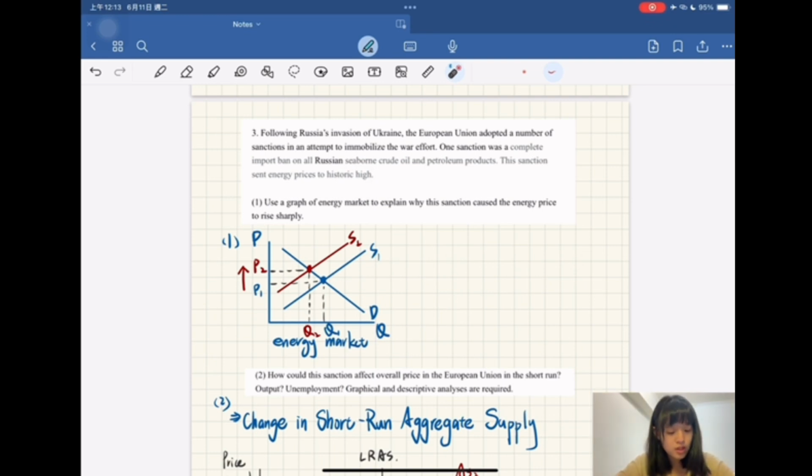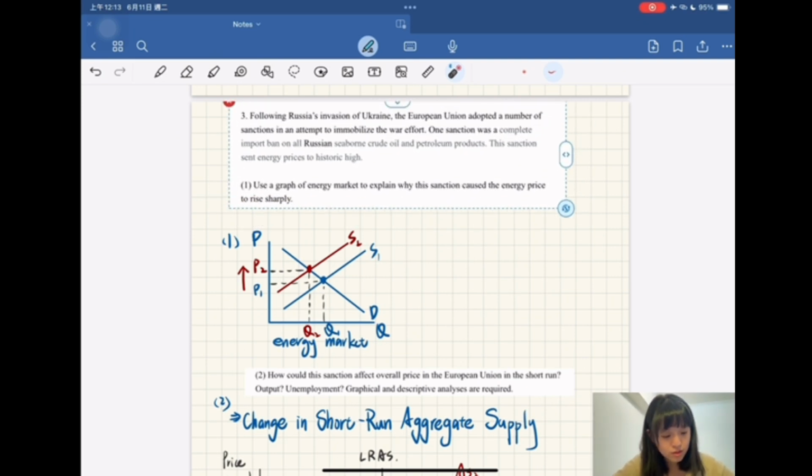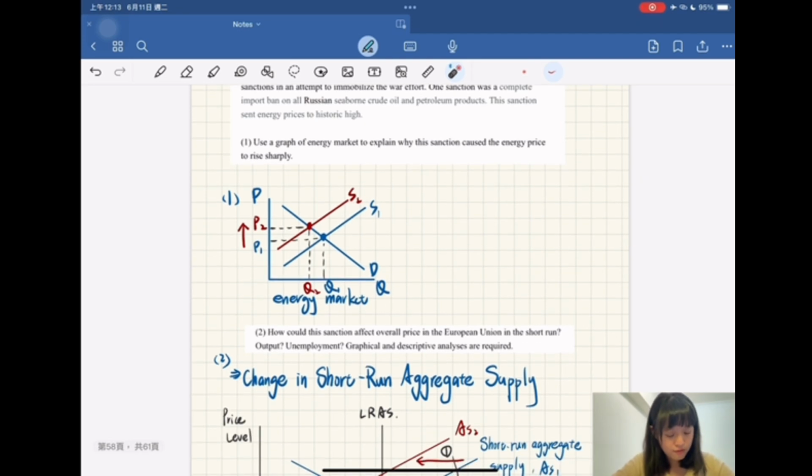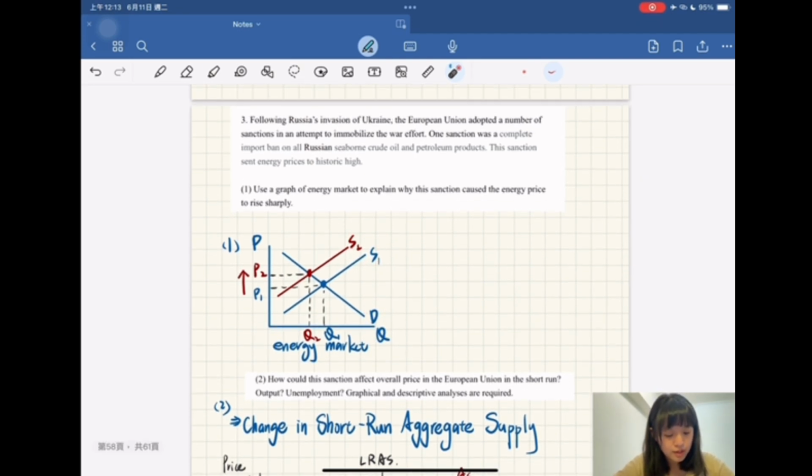So the first question wants us to use the graph to explain why this action caused the energy price to rise sharply. So we can use the basic graph of the supply curve and the demand curve. Mainly the supply, because of the ban, the supply curve shifts left, so causing the quantity to decrease and the price to increase.